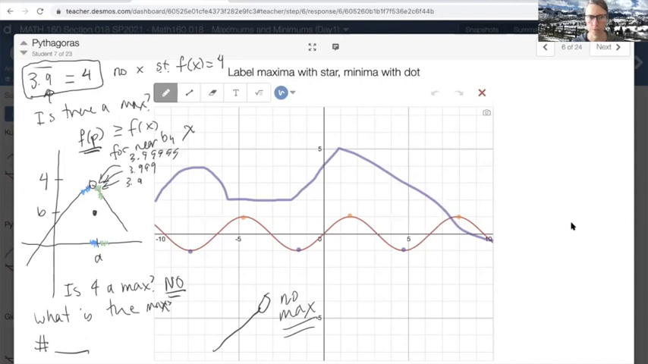Four is not the maximum because the function's not defined. Now, if I had moved this point up and filled in the hole, then we could do that. But that's not the situation that we have here.